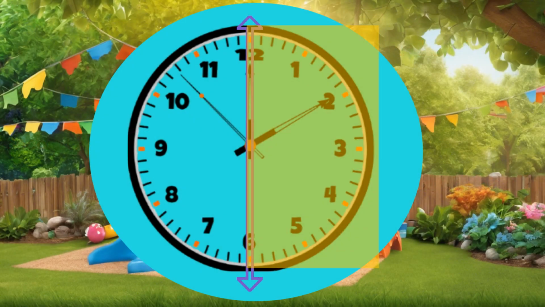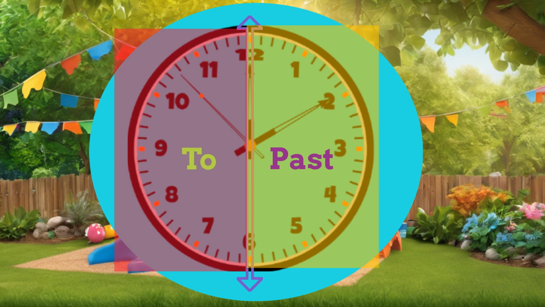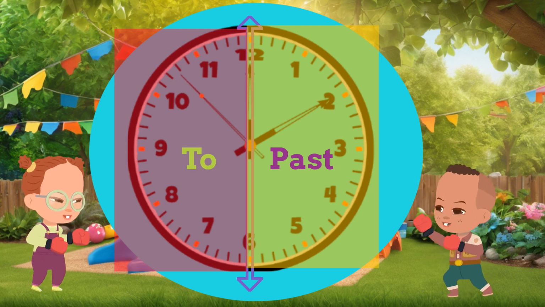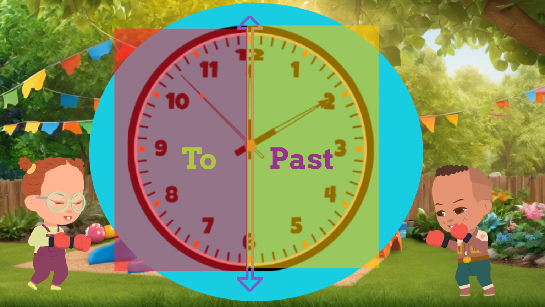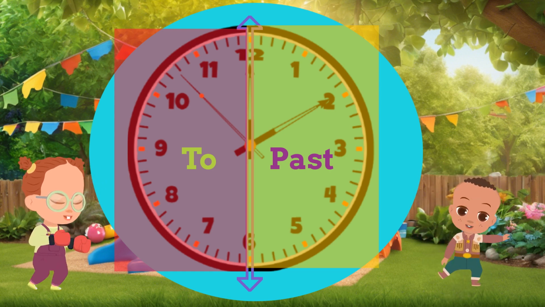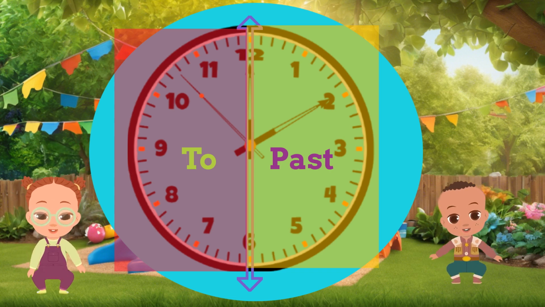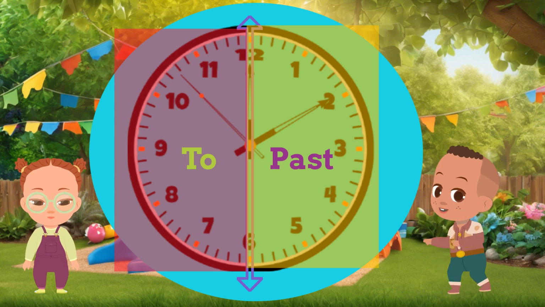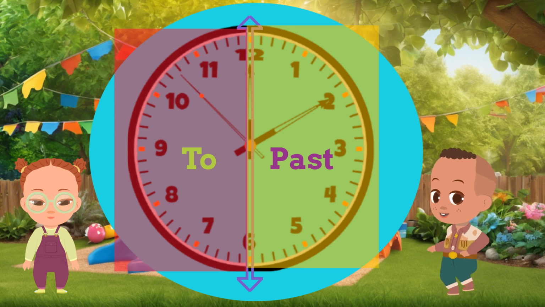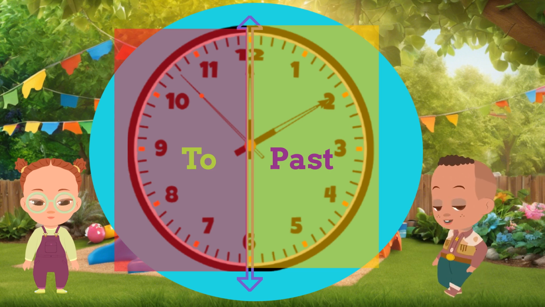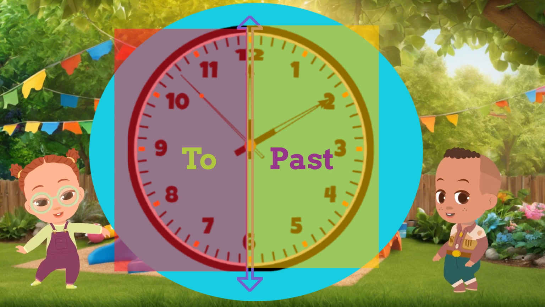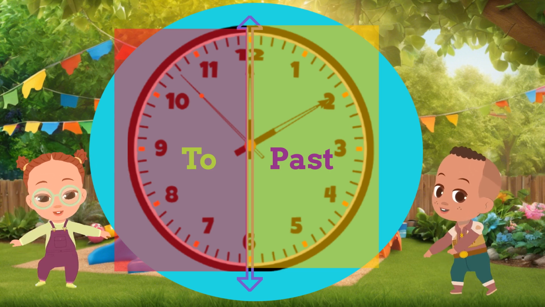The right side of the clock between 12 and 6 is called the past side. From 6 to 12 in the other direction is called the to side. This means that a clock is divided into two parts, the past side and the to side. Past is on the right, to is on the left. The location of the long hand is what's going to tell you whether it's past or to. So, when the long hand is on the right side of the clock, we will say it is past. When the long hand is on the left side of the clock, we will say it is to.